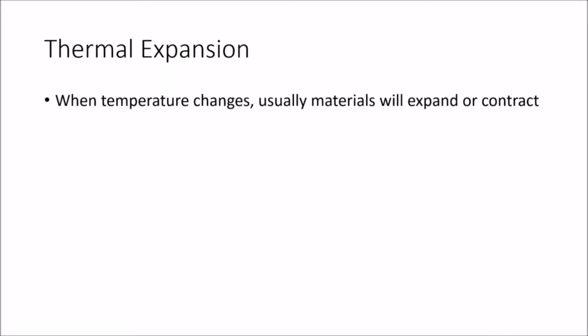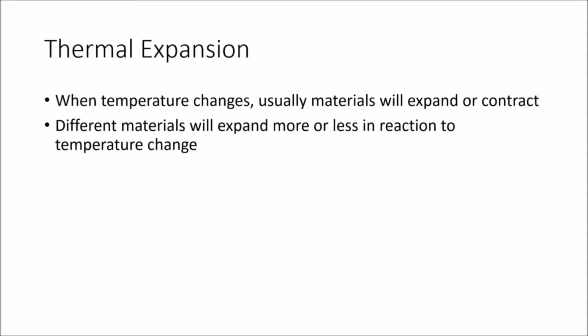Thermal expansion occurs when there is a change in temperature. Usually when the temperature decreases, the material will contract and shrink, and when the temperature increases, the material will expand. The material properties will define how much of the object will expand or contract.